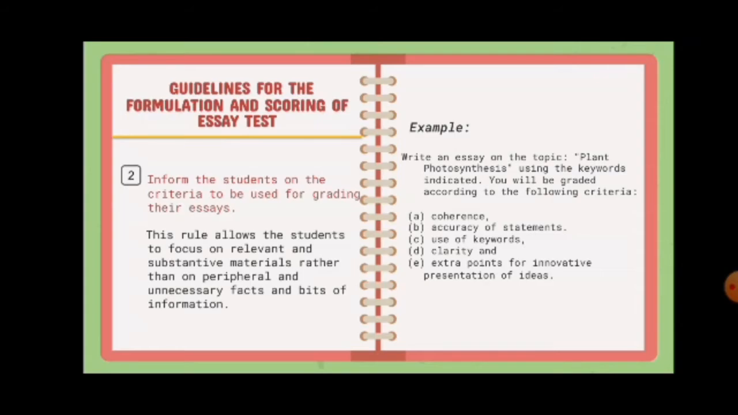For example, write an essay on the topic of plant photosynthesis, and indicate you will grade it according to these criteria: coherence, accuracy of statement, use of keywords, clarity, and extra points for innovation and presentation of ideas. So that is number 2.